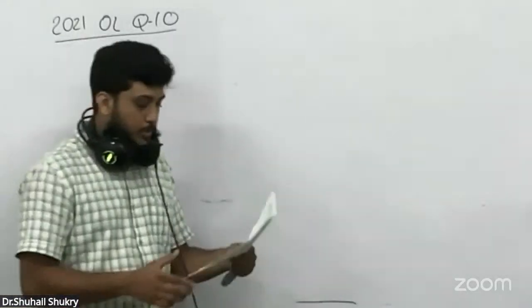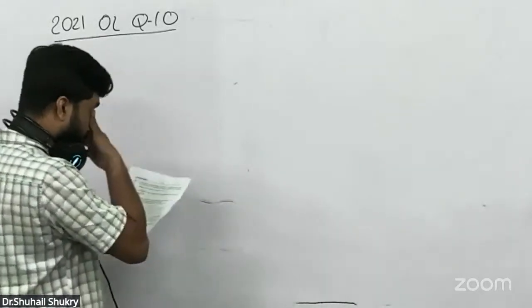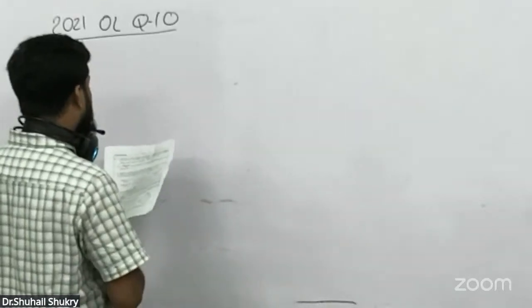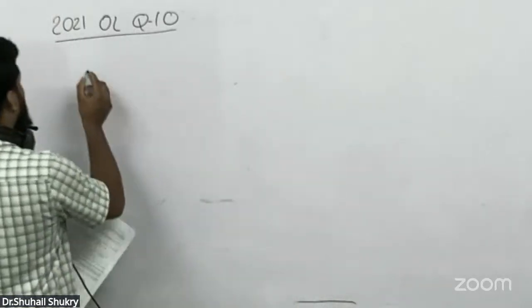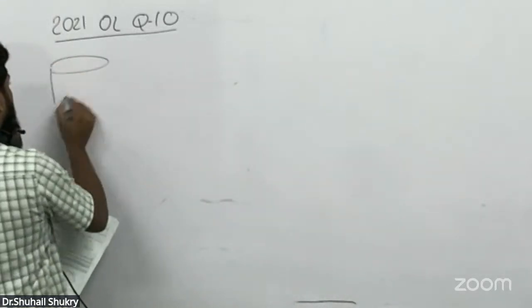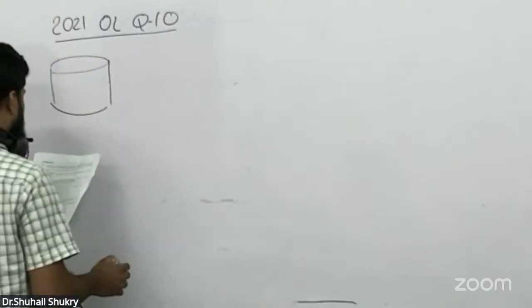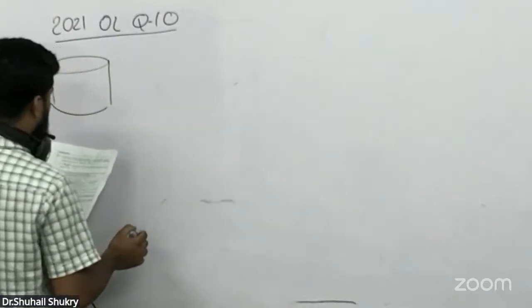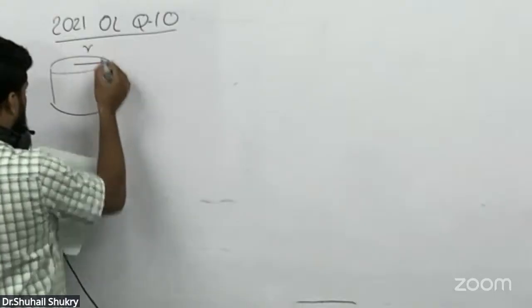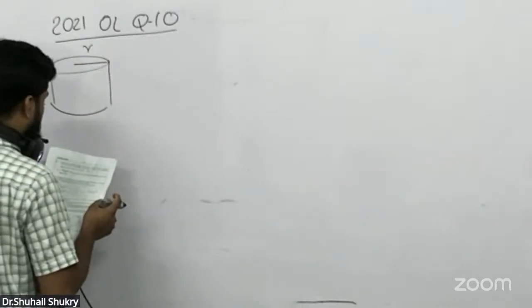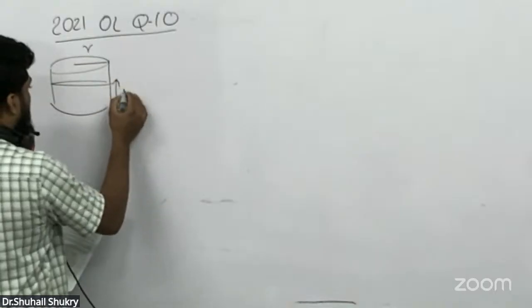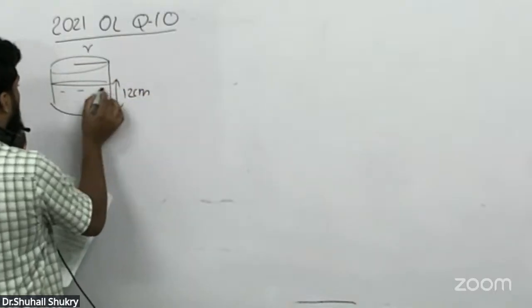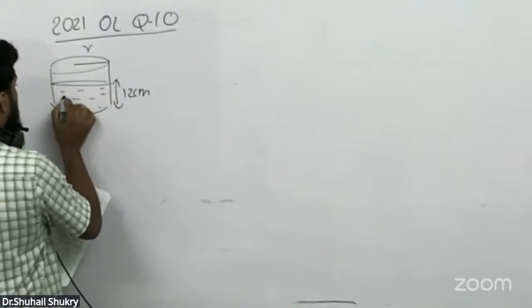we have here a right circular cylinder of base radius r filled with water to a height of 12 centimeter. Now there is a cylinder like this. In the cylinder, the base radius is r. It is filled with water to a height of 12 centimeter. So water is filled up to this height.